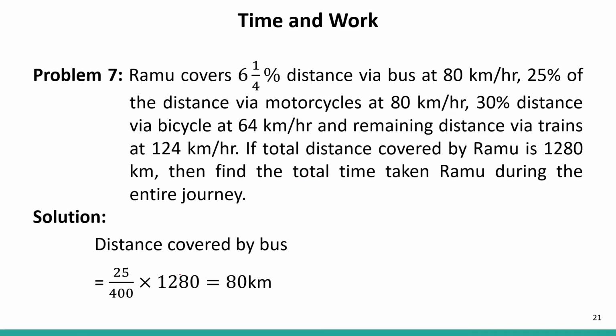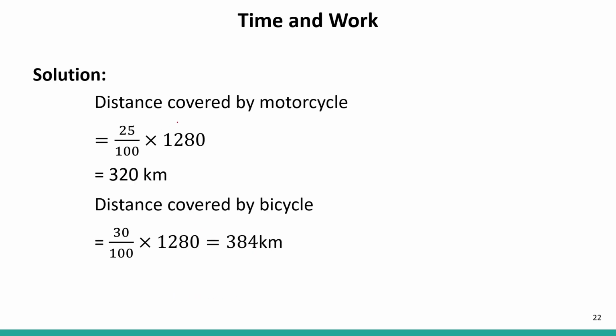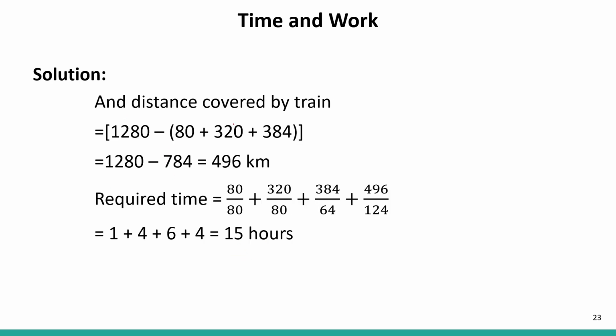Okay, so let's see the step-by-step solution. Distance covered by bus is equal to 25 by 400 into 1280, that is equal to 80 km. Distance covered by motorcycle is 25 by 100 into 1280, that is 320 km. Distance covered by bicycle will be 30 by 100 into 1280, that is 384 km. So the distance covered by the train is 1280 minus (80 plus 320 plus 384). So that will be 496 km.